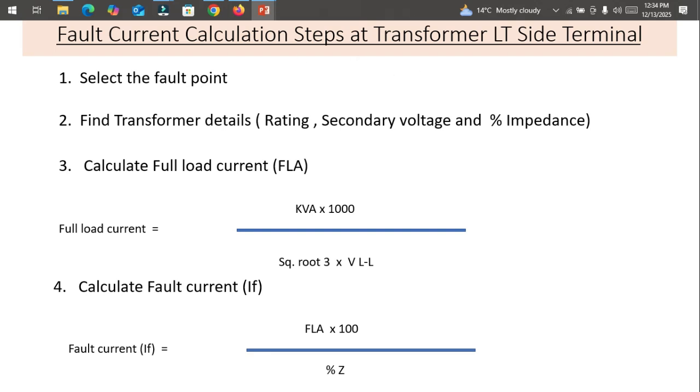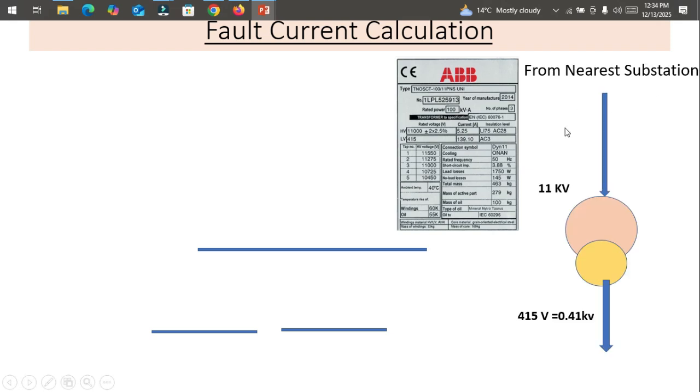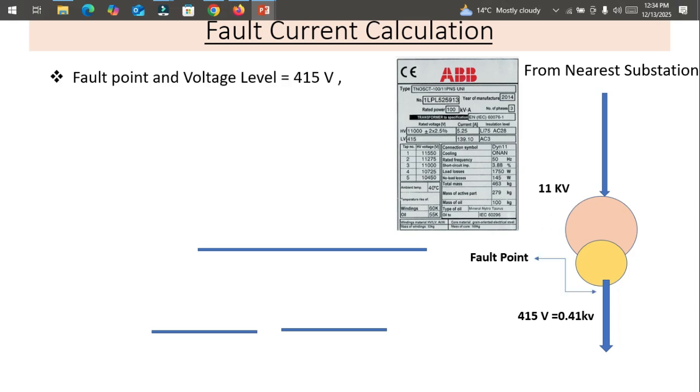Okay, now let's follow these steps to calculate the fault current. Here I have taken an example. This is the SLD which has a step down transformer, generally 11 kV to 415 volt, and the fault point is at the secondary side here. This is the secondary side, which voltage level is 415 volt.